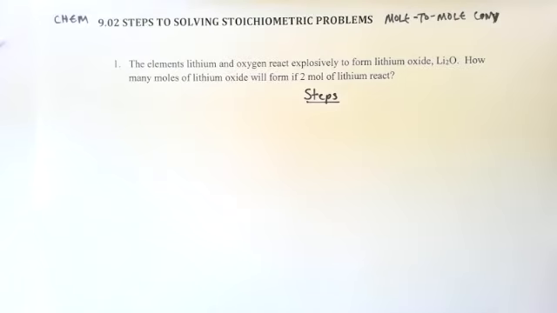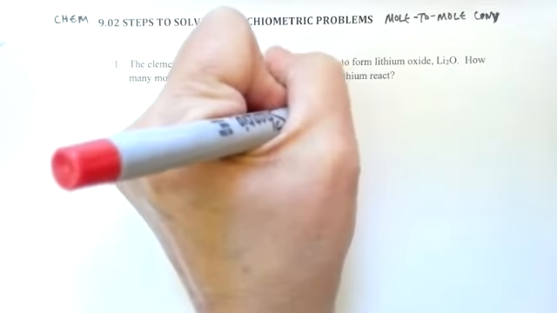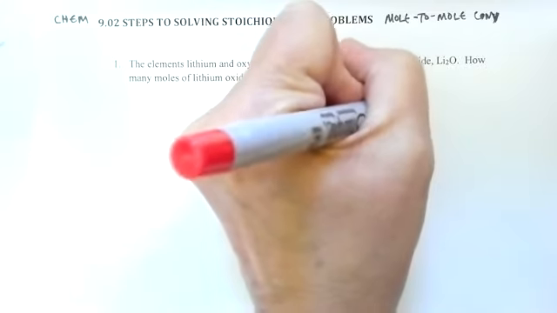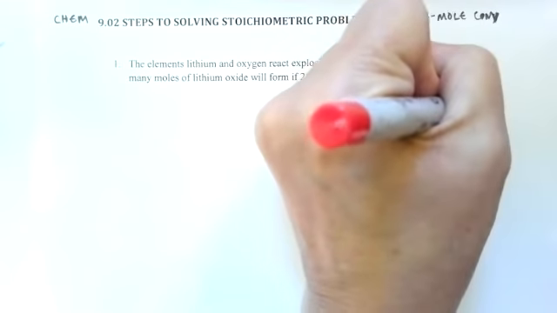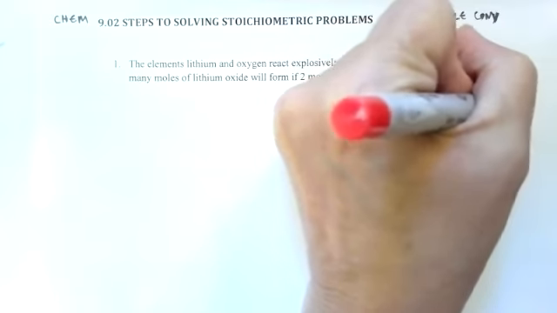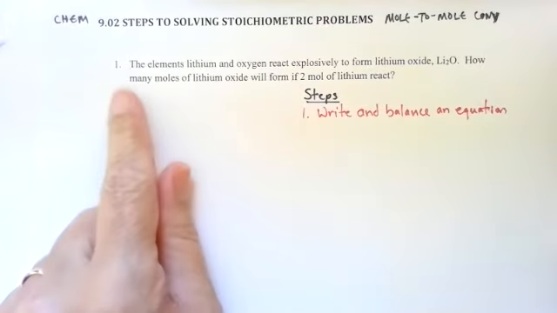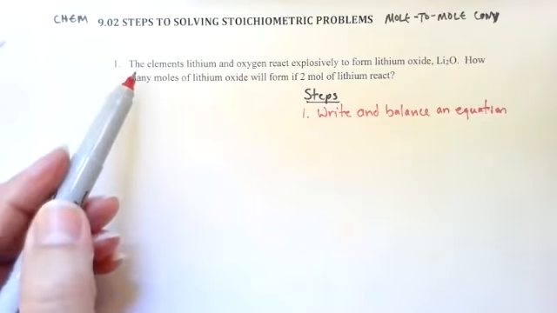The first thing that we're going to need, so step number 1, is to write and balance an equation. Sometimes the equation will be provided for you, but sometimes you'll have to write the equation from the word problem. We're going to talk a little bit about how we figure this out.